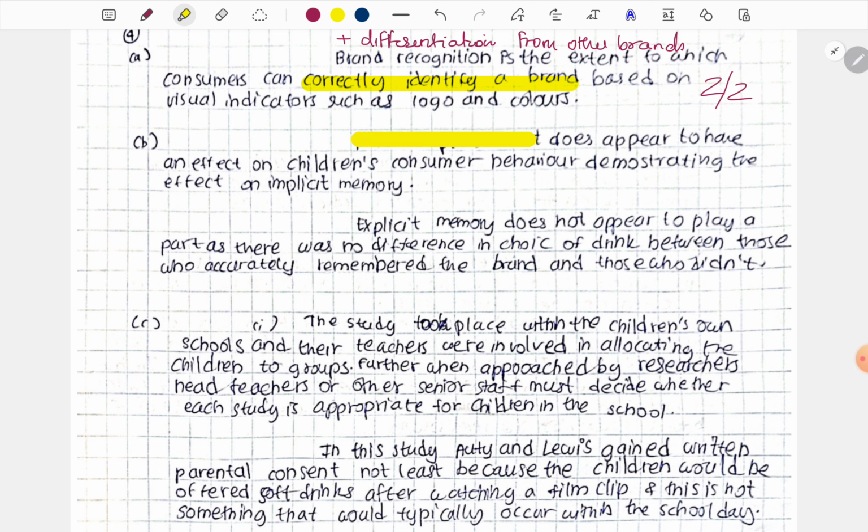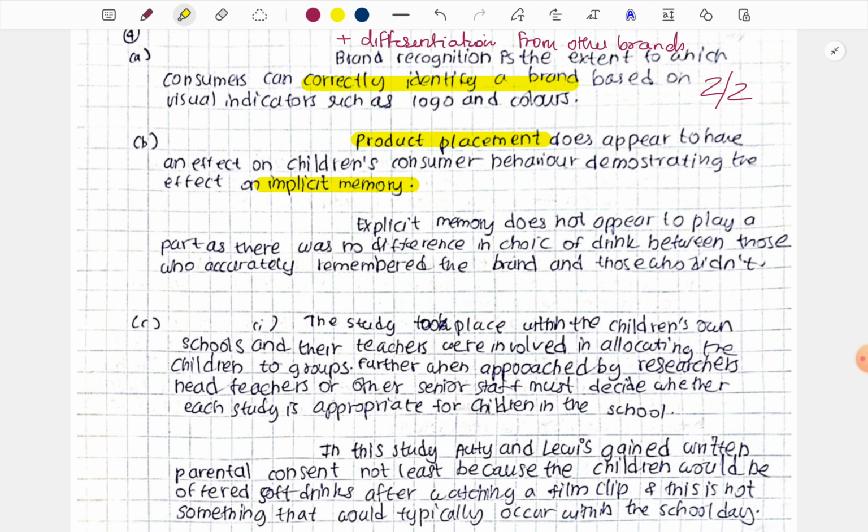So first is product placement does appear to have an effect on children's consumer behavior, demonstrating the effect on implicit memory. This is a good conclusion, though I would recommend that a little more is explained on implicit memory, in the sense that whenever we use terminology, they don't separate knowledge and understanding. They want us to be able to show our understanding of implicit memory, not just knowledge. So implicit memory is memory which is automatically created, not at the will of the person, and the person themselves are not aware that that memory is there.